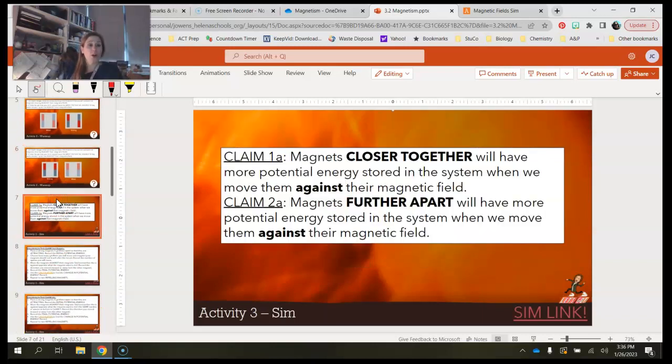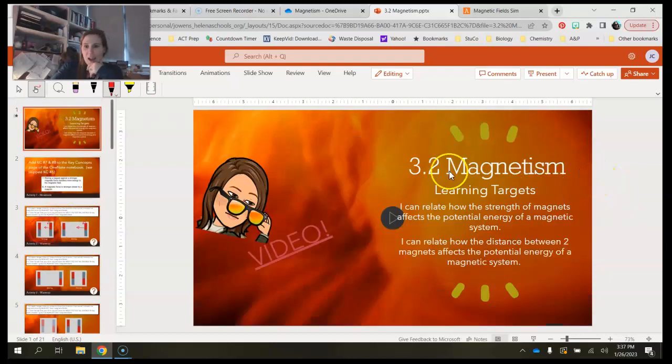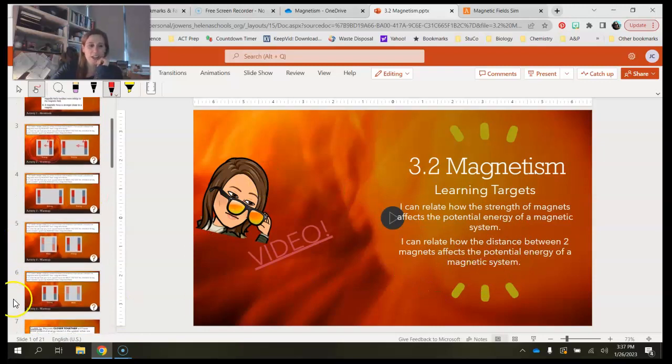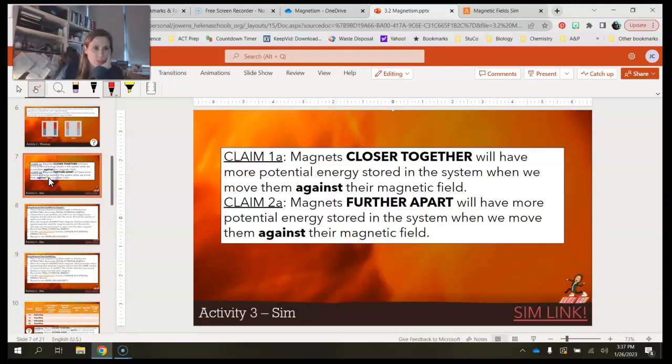All right, for the next two parts of this, we're going to look at two different claims that encompass our learning targets of how the strength of magnets affects the potential energy, and then the distance between two magnets. The first claim we're going to look at is this second learning target about the distance. Let's read our two options for this claim.